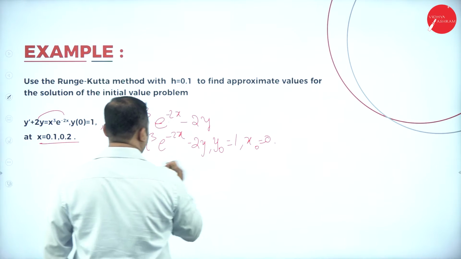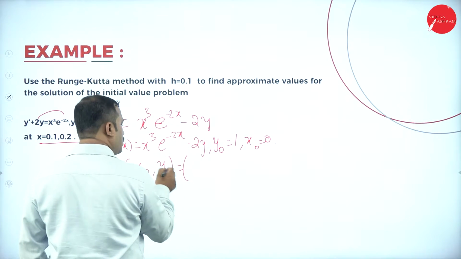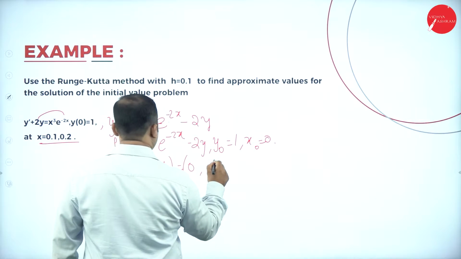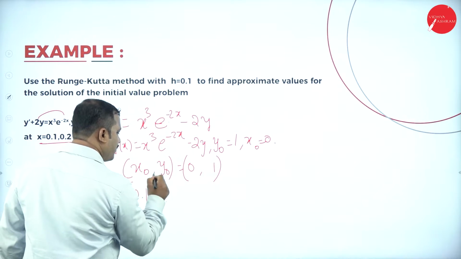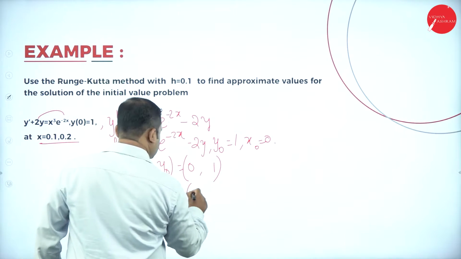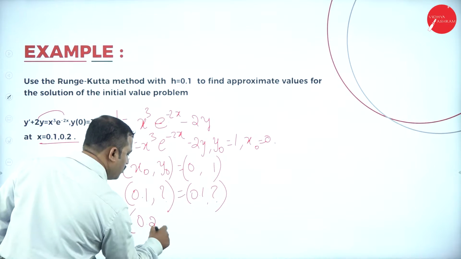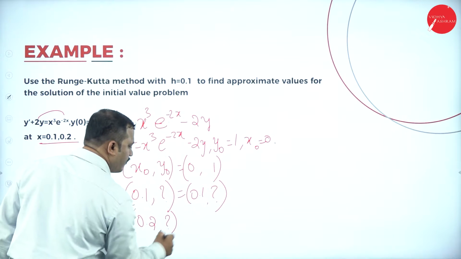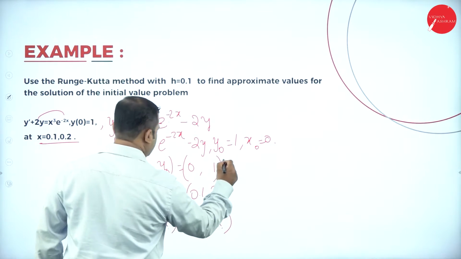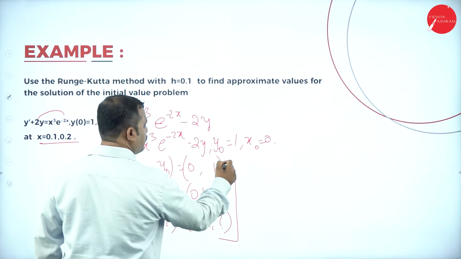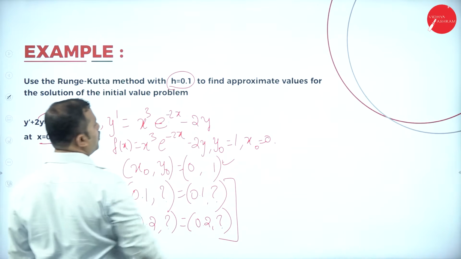That means initially we have x0 comma y0, where x0 comma y0 is equal to 0 comma 1. What is the value of y when x equal to 0.1? What is the value of y0? That is 0.1. What is the value of y when x equal to 0.2? That means 0.2 comma this. This is to be determined from this value. If that is the case, what is the step size? h is equal to 0.1.